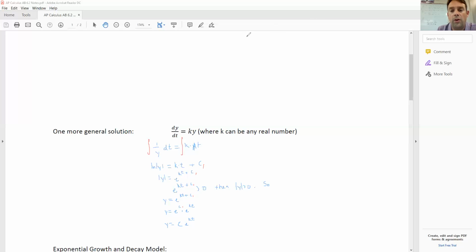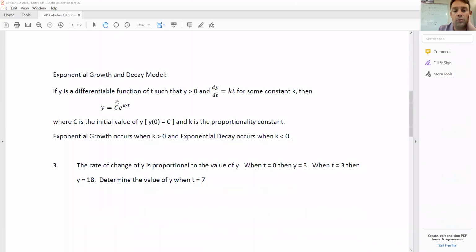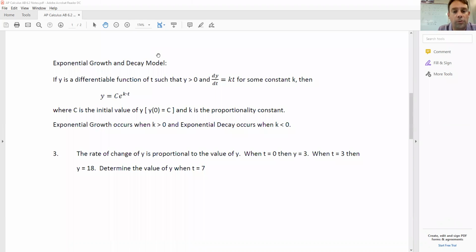And here's what that really represents. This is essentially what we call the exponential growth and decay model. What we just found there is what we call the exponential growth and decay model. And what it tells us is c is going to be the initial value, that's how much you start off with. k is your proportional constant, and t is just some period or time value.